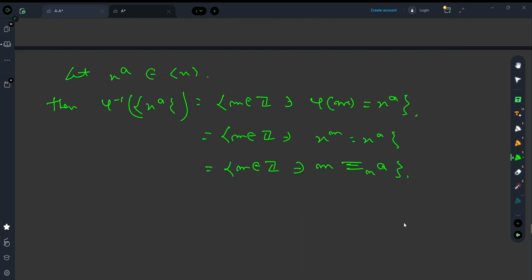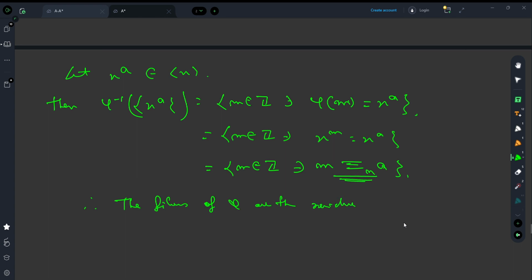Therefore the fibers of phi are simply the residue classes modulo n. Clear?